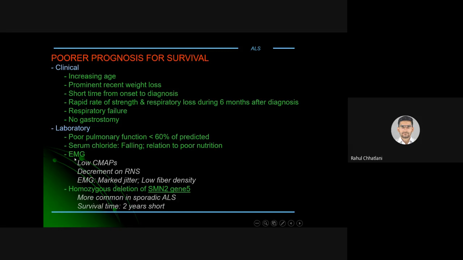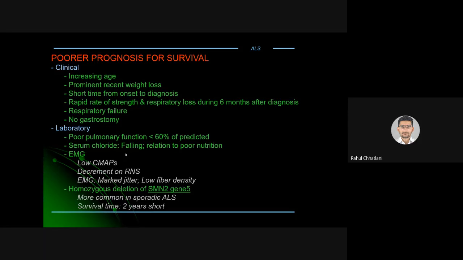EMG, just remember EMG, no need to remember the compound motor action potential or anything. If you wish to know, compound motor action potential is something that you obtain on the screen of the EMG. Yes, you try to stimulate the nerve and you try to obtain the response on the screen. Yes, that is EMG. So that is CMAP, compound motor action potential. Decrement on RNS. RNS is nothing but repetitive nerve stimulation. You try to stimulate the nerve again and again with the machine, of course, and you see a decremental response.